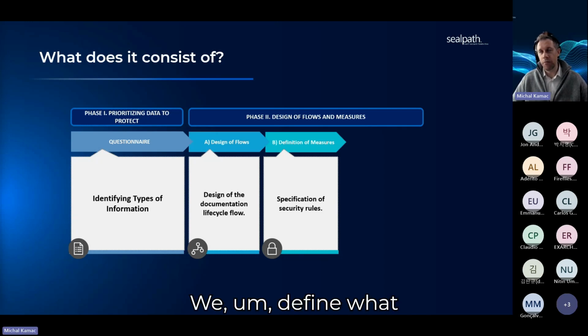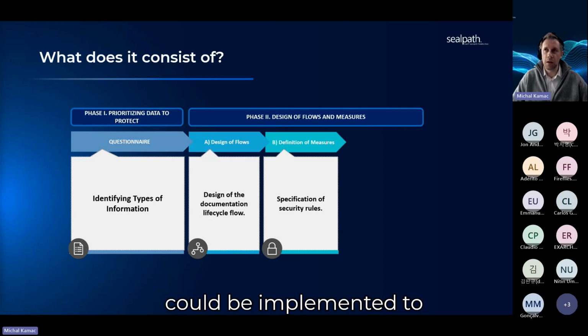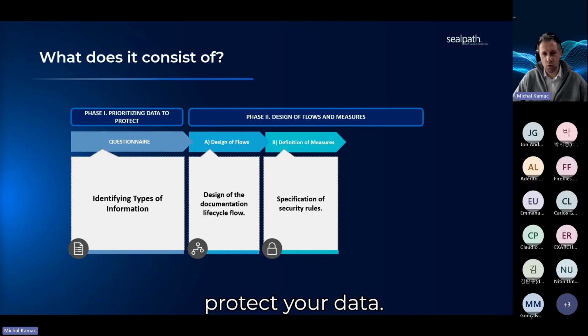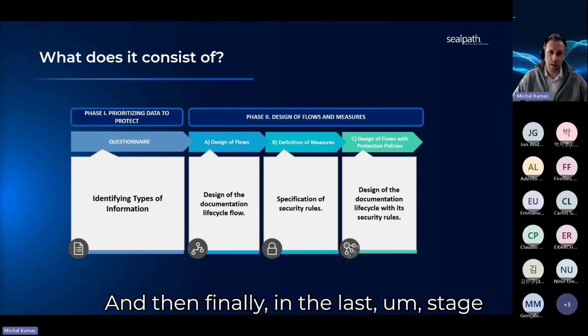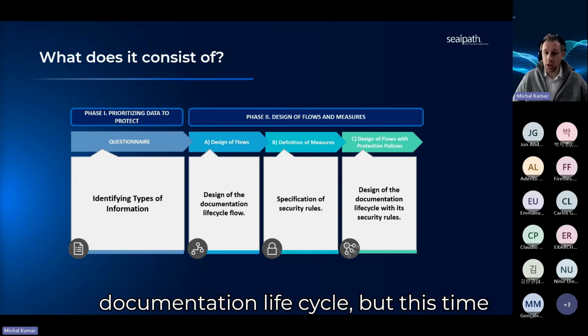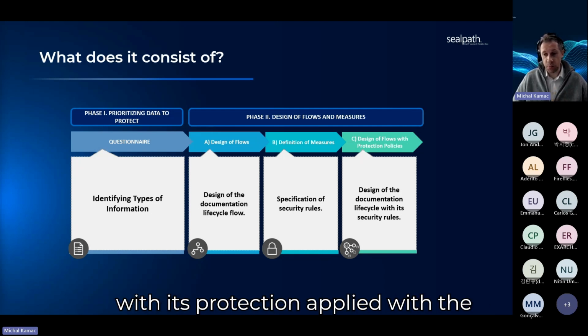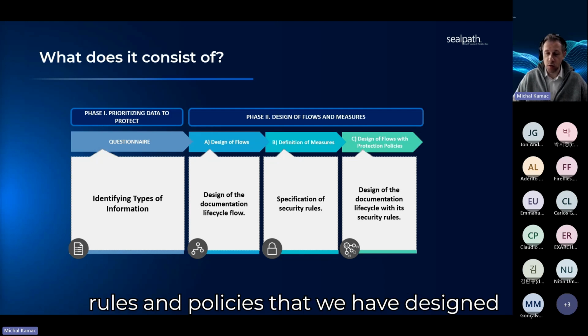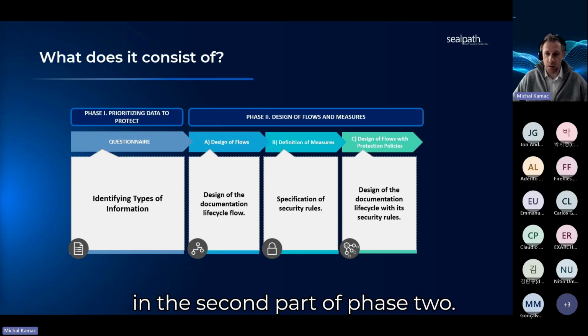We define what could be implemented to protect your data. And then finally, in the last stage of phase two, we design the documentation lifecycle, but this time with its protection applied, with the rules and policies that we have designed in the second part of phase two.